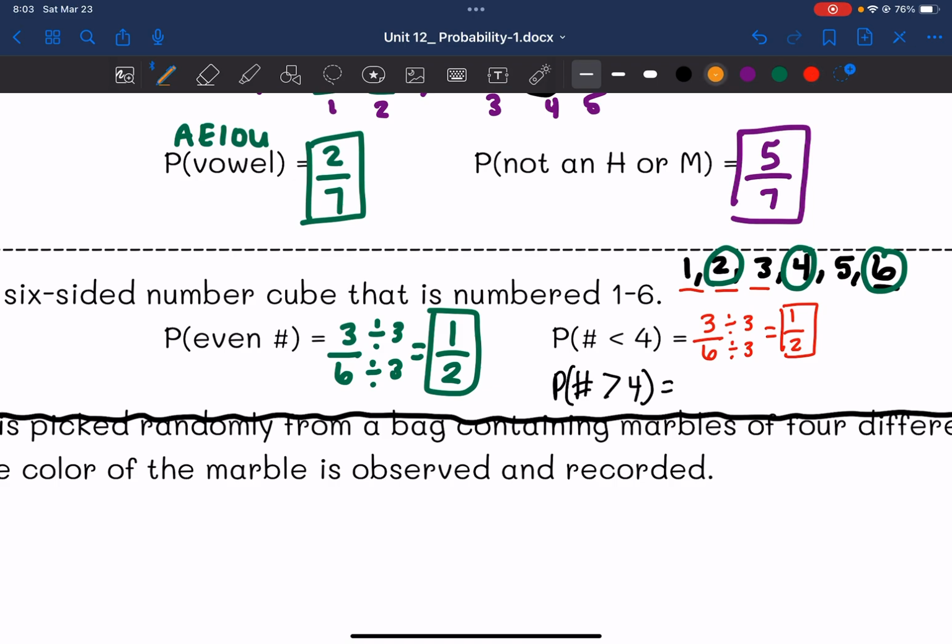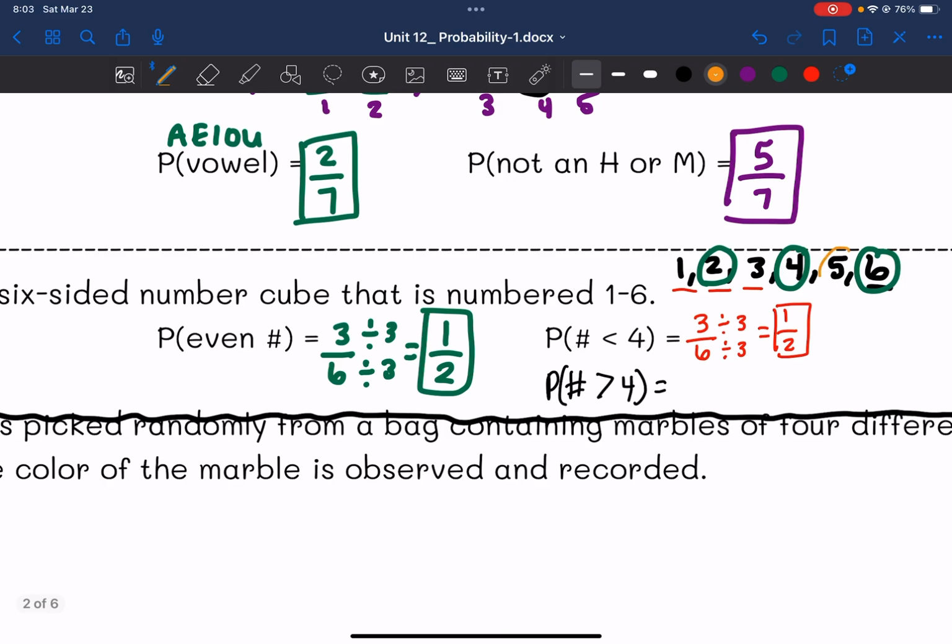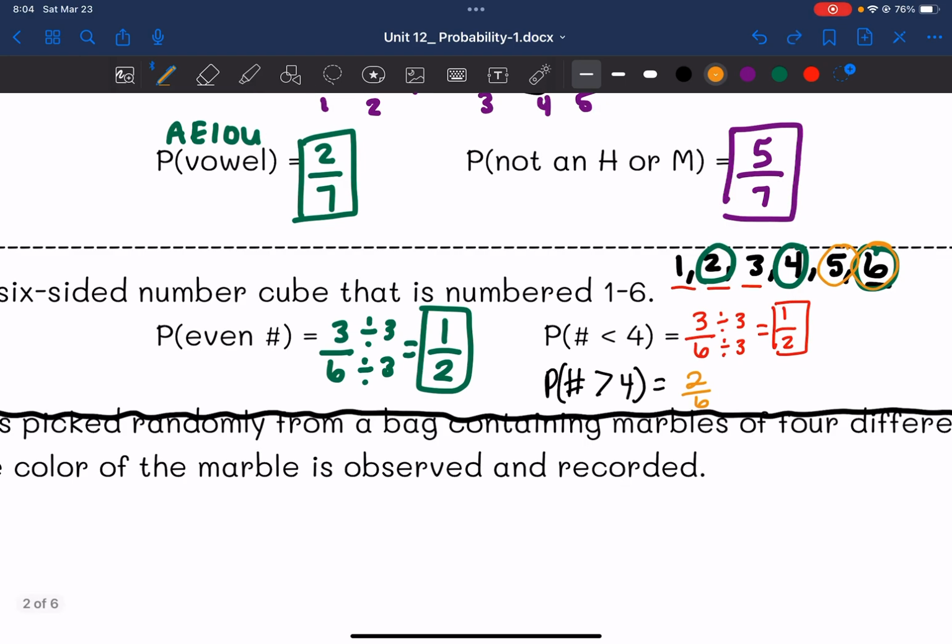And then the next one is number greater than 4. So there is 2 numbers greater than 4. That is 2 out of 6. I can divide both top and bottom by 2. That would be 2 divided by 2, which is 1. 6 divided by 2, which is 3. So the probability of a number greater than 4 would be 1/3.